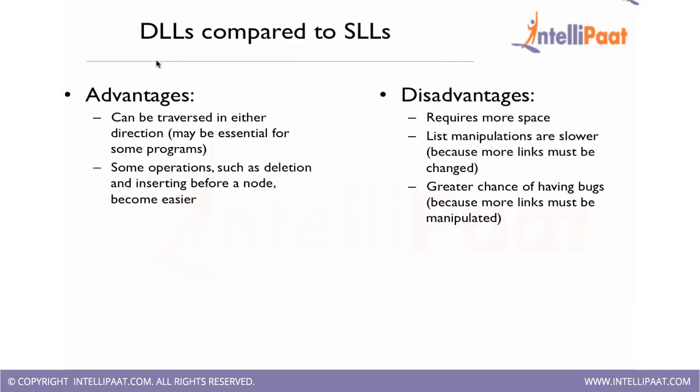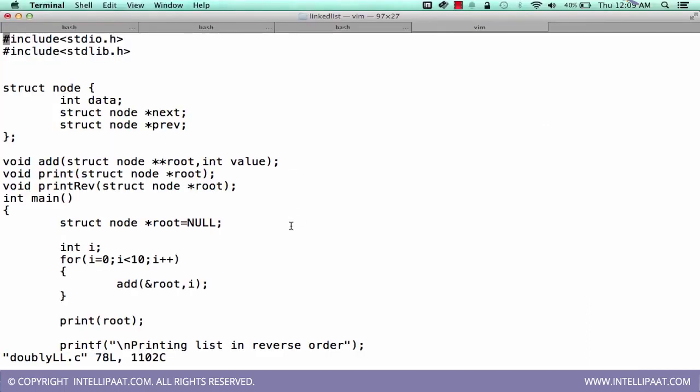So, DLLs compared to SLLs. Before that, let's write some code for the doubly linked list. This is the code for the doubly linked list. As you can see, we have a structure node. Earlier it had data and a next pointer. Now it has a previous pointer also, which points to the predecessor of the node. The next pointer points to the successor of the node.